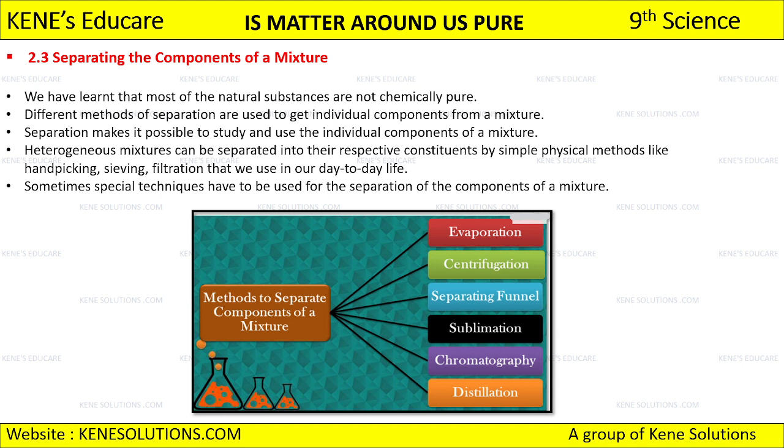Now, if we are having any heterogeneous mixture, and we have to separate that heterogeneous mixture, we are going to use certain physical methods, like the hand picking method, the sieving method, and the filtration method in our day-to-day life. Okay, because that is very important. Sometimes special techniques have to be used for the separation of the components of a mixture.